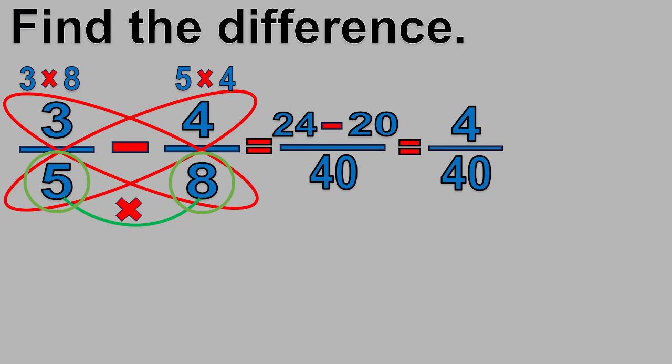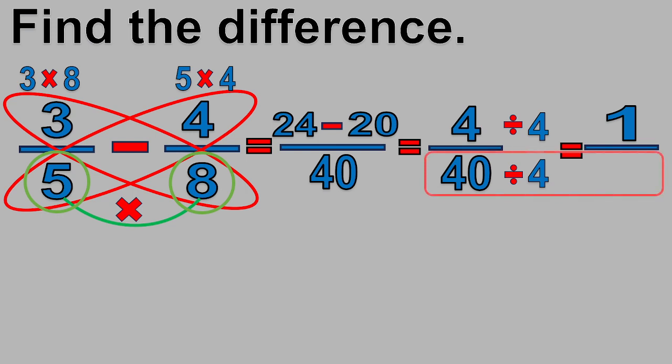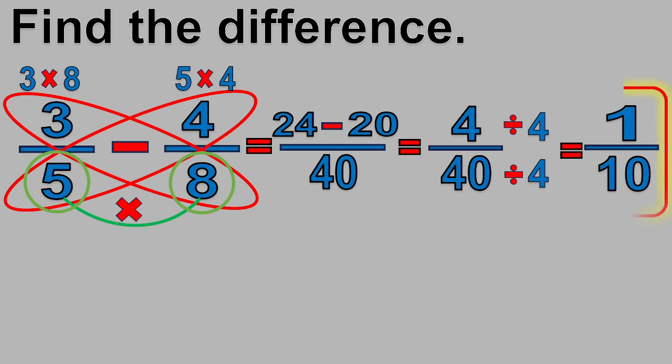Now, let's reduce 4/40 into its lowest term. To reduce a fraction, divide both numerator and denominator by the greatest common factor, or GCF. The GCF of 4 and 40 is 4. Now, divide the numerator. 4 divided by 4 equals 1. Now, divide the denominator. 40 divided by 4 equals 10. So, our final answer is 1/10.